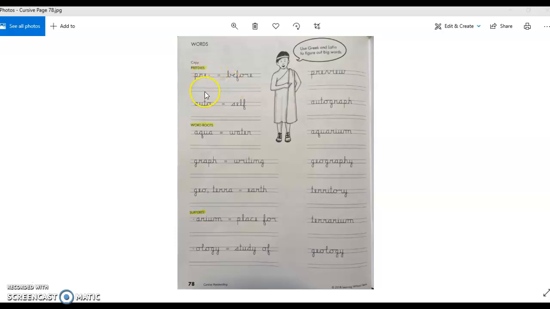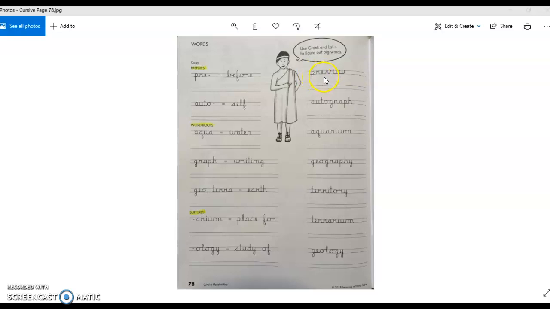So they give us two prefixes, four root words here, and two suffixes. And they give us some words that go with these, and we can figure out what those words mean based on the meanings of the prefixes, the root words, and the suffixes. So word parts at the beginning of words are called prefixes. Pre equals before. Underneath that, you're going to practice your cursive. Pre equals before. But over here to the right, we've got a word that uses the prefix pre.